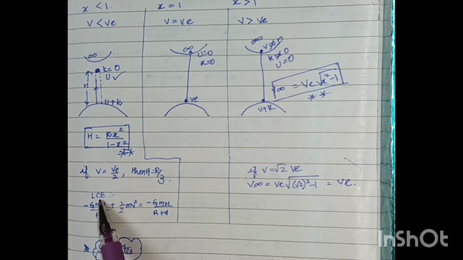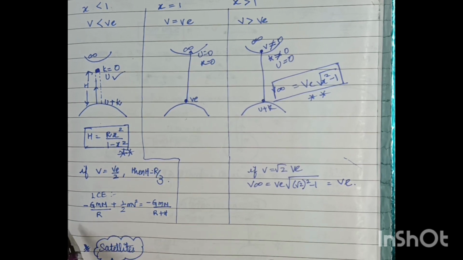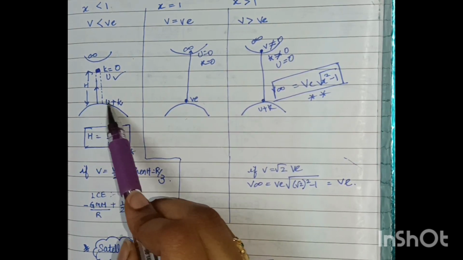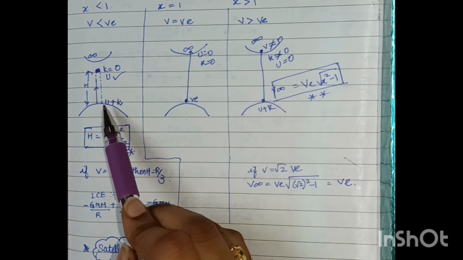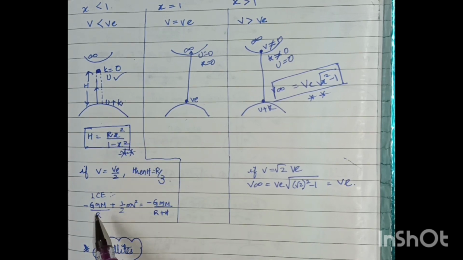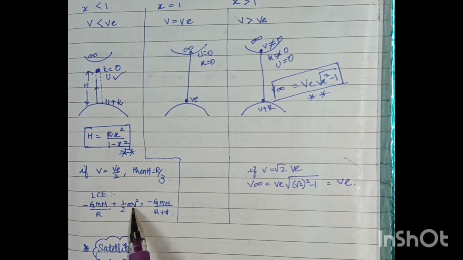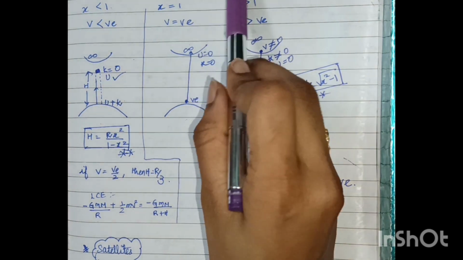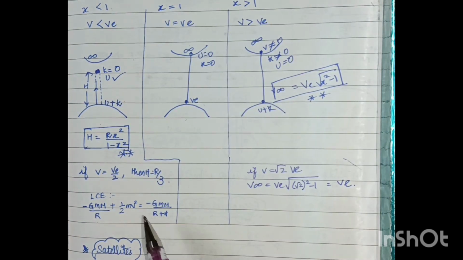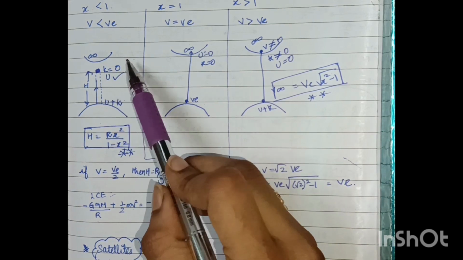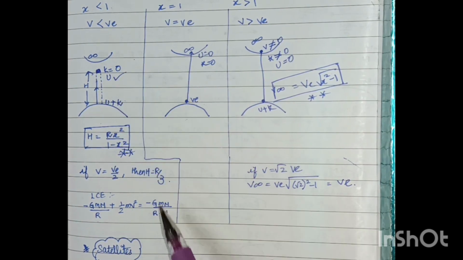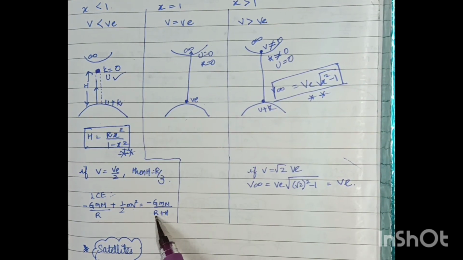And here I have shown the law of conservation of energy. Let me explain that also. Initially at the surface of the earth, what is the total energy? That is potential energy plus kinetic energy. The potential energy is nothing but minus GMm by R. What is the kinetic energy? Half mv square, where this v is nothing but this xVe. That equals the final energy. There was no kinetic energy, only potential energy, so it is minus GMm by R plus h. So this is the h.